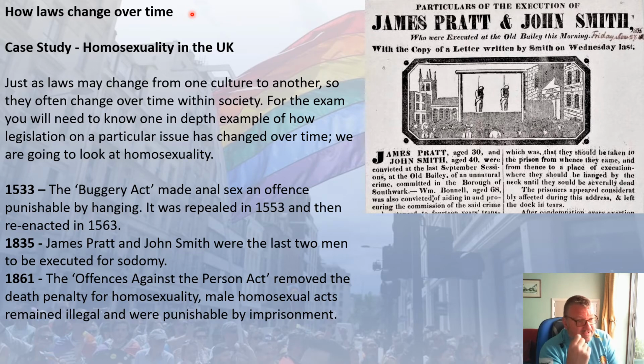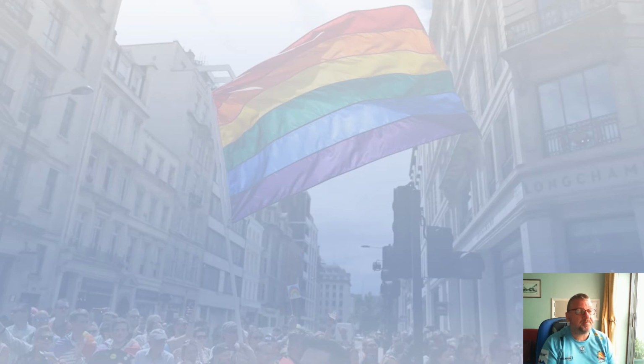In 1861, the Offences Against the Person Act, remember I said, remember the title of these acts. So this act removed the death penalty for homosexual acts. So it was still illegal up to 1861. 1835 was the last time that anyone was actually executed for it, but actually the death penalty went in 1861. Still meant that homosexuality was illegal, it just meant that the sentence wasn't death, it was instead imprisonment. So a change in 1861, no death penalty anymore.